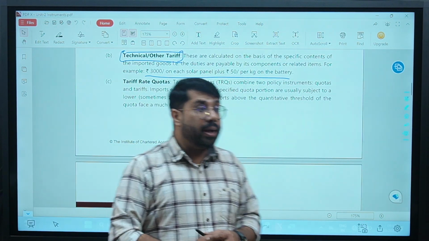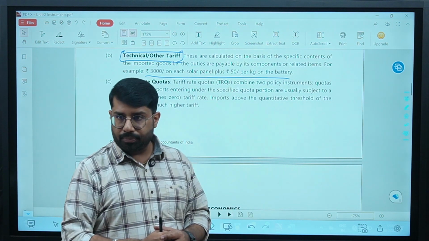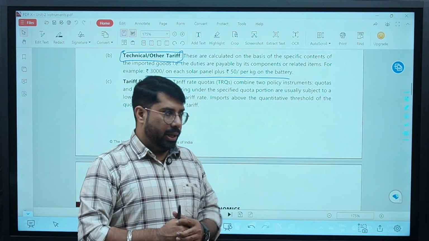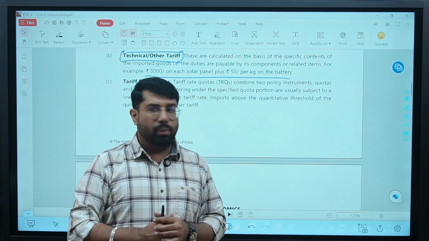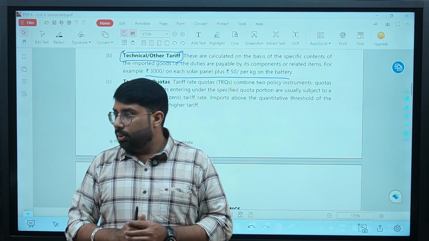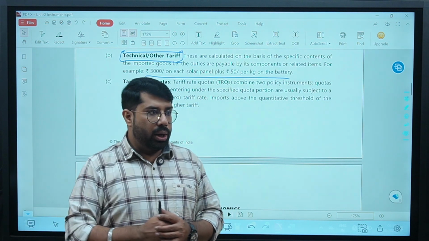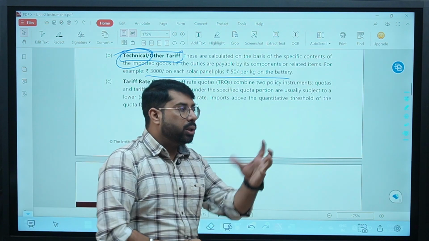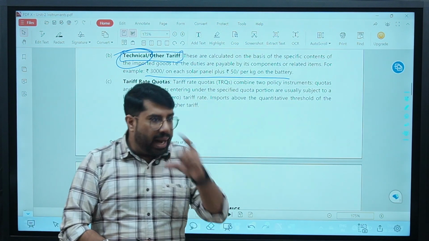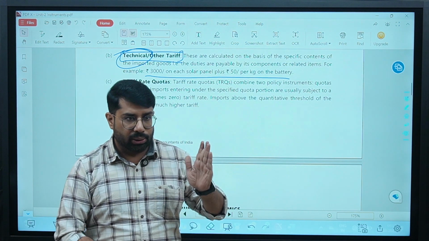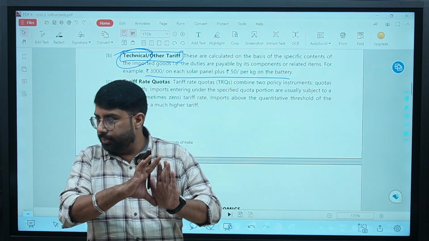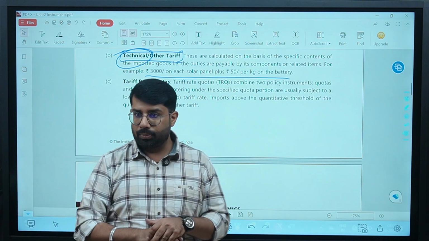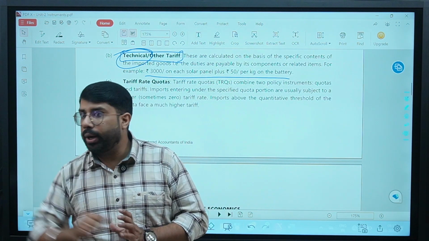Now, how government will impose tariff on this? Government may impose specific tariff. Government may impose ad valorem tariff. Government may impose mixed tariff. Government may impose compound tariff. But generally, on these types of commodities, government will impose technical tariff. Sir, what is this technical tariff? The tariff on this remote, what will be charged, will not be on the basis of one unit, will not be on the basis of the value, will be on the basis of the components which are used in the remote.